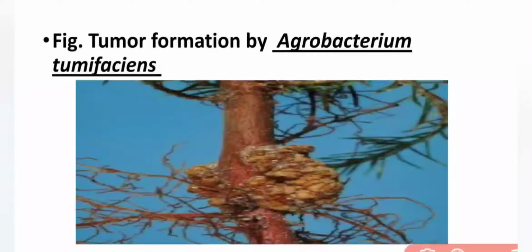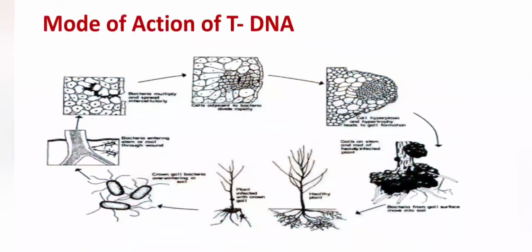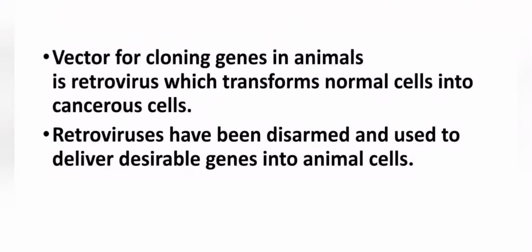Now in this diagram you can easily see that this plant is infected with the Agrobacterium tumefaciens, due to which there is a tumorous growth on the plant which is easily visible to you. Now what is the mode of action of tDNA? This bacterium will infect the plant cell and result in division of the cells very rapidly. The cells will start dividing, due to which the callus growth or the tumorous growth will take place on the plant cell.